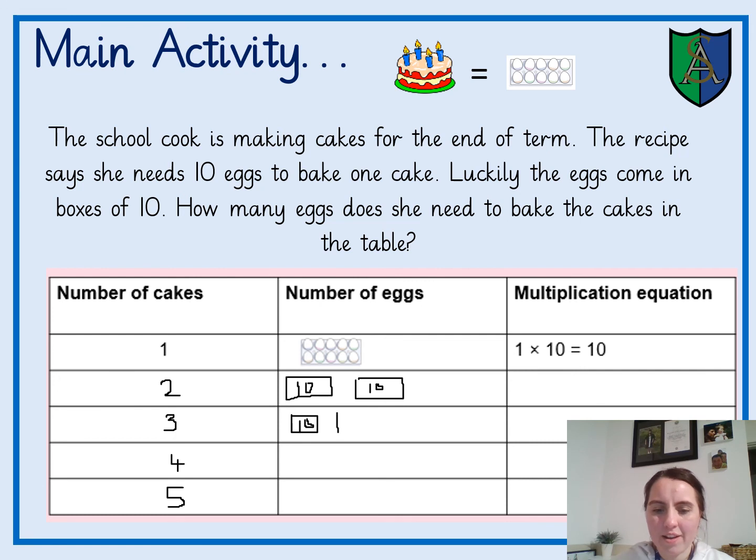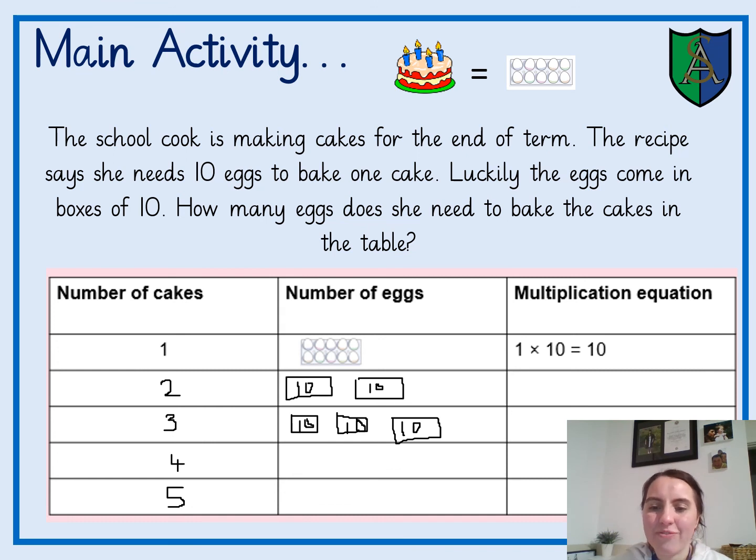There's 1 and 2. I apologise about my dodgy drawing, everybody. It's very hard to draw with a laptop mouse. There we are. There's my 3. And then I will continue to keep going until I reach the end of my table with my eggs.